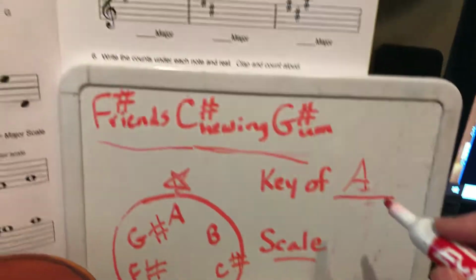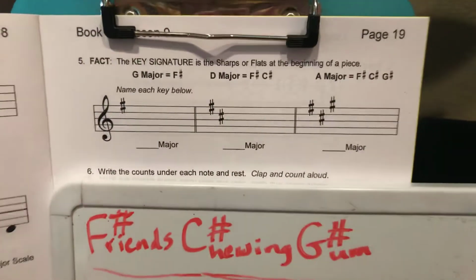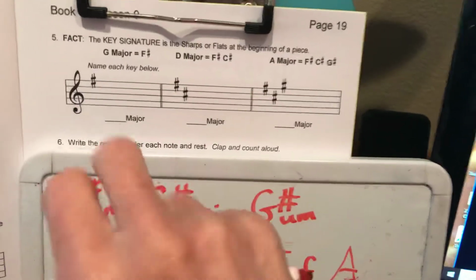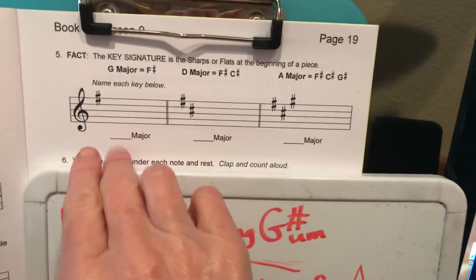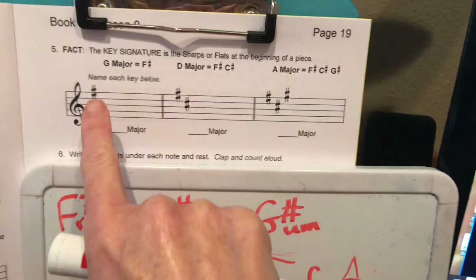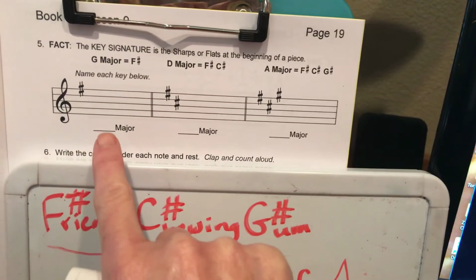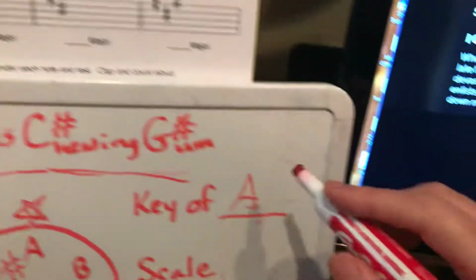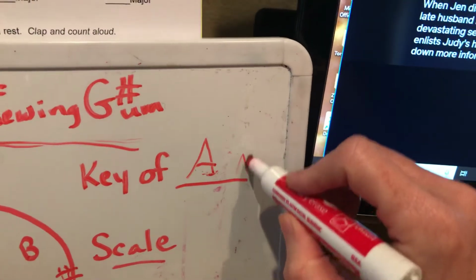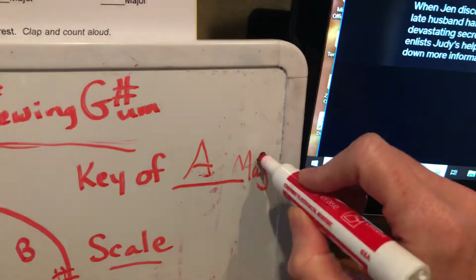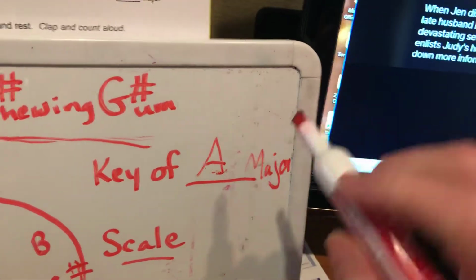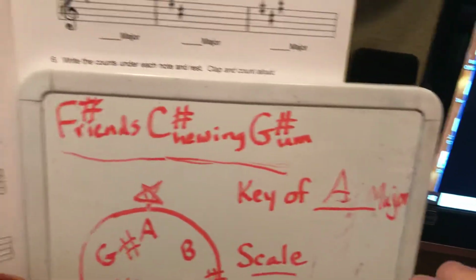In your theory book, ta-da, this is page 19. This is what a key signature will actually look like. So guess what? This is 1 sharp. It's your F sharp. And what key is it in? It says major here. They use the words key of A major. They add this other word here, which is fine. You can say key of A or key of A major. They're the same thing.